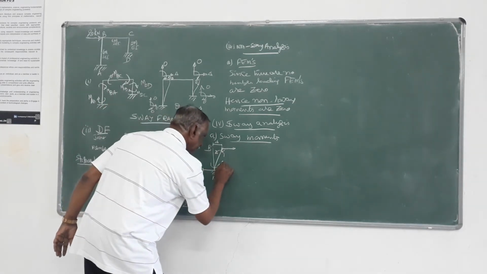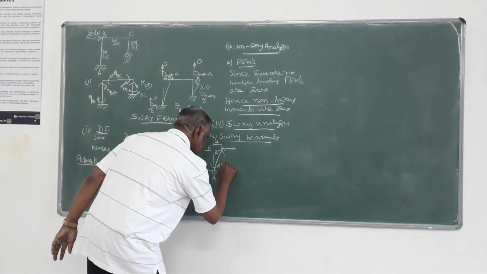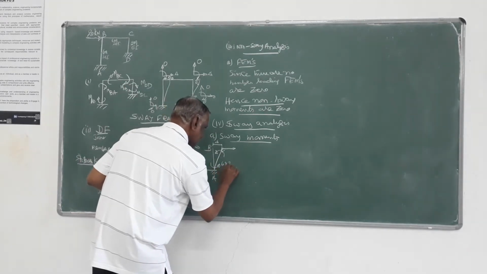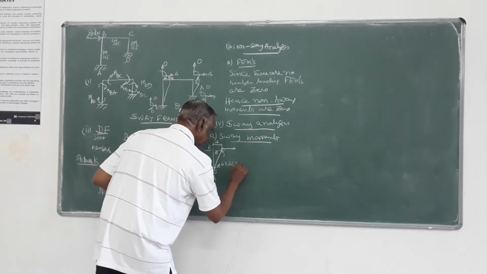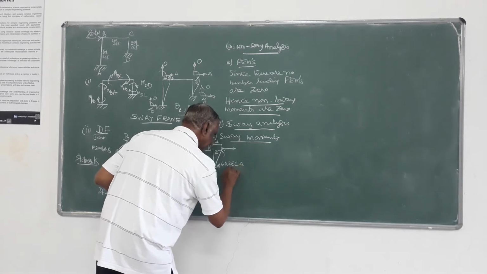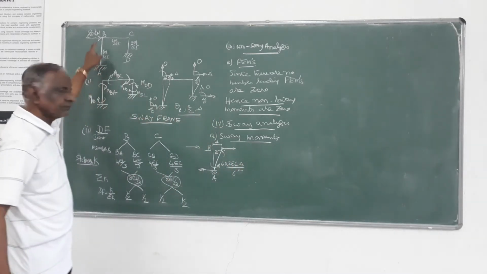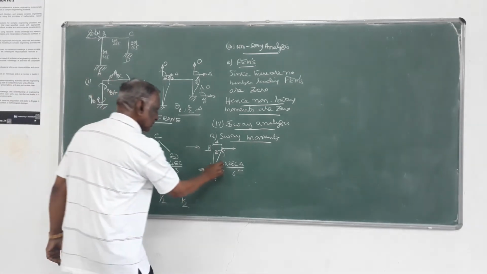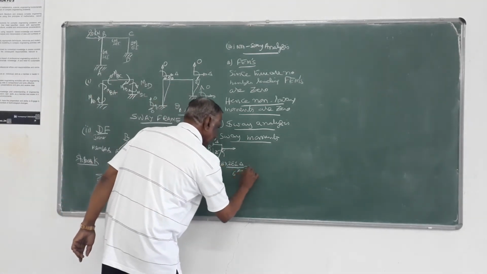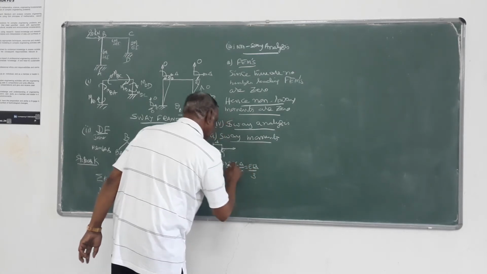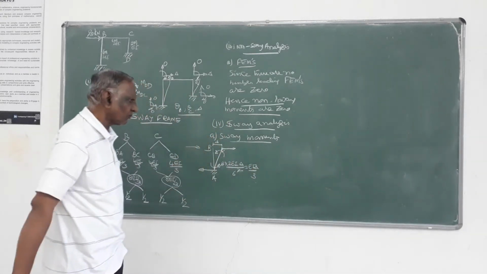So this moment will be 6EI, where EI is 2EI, so 6 into 2EI delta divided by L square. L square is 6 square. So this value will be EI delta by 3. And of course, it is negative, anti-clockwise.